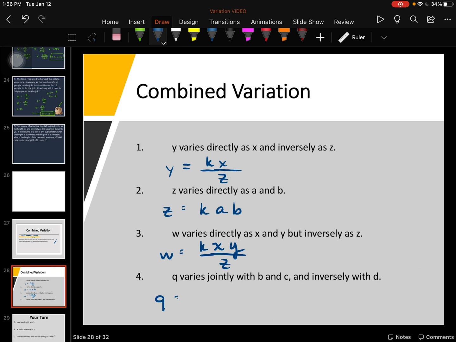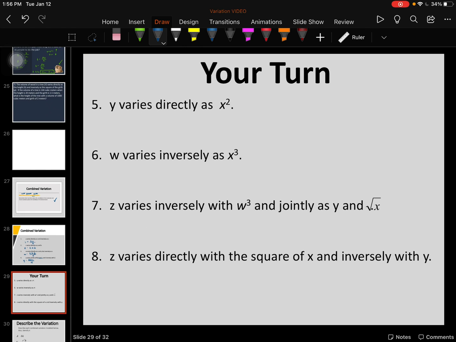This says q varies jointly. As soon as we see jointly, that's just me saying direct for both of these things. So b and c are both in the numerator. Inversely with d, that goes in the denominator. Put your k value up front. Okay, that's everything we need to know for these. I'm going to give you a chance to do these 4. Pause the video, try it out.